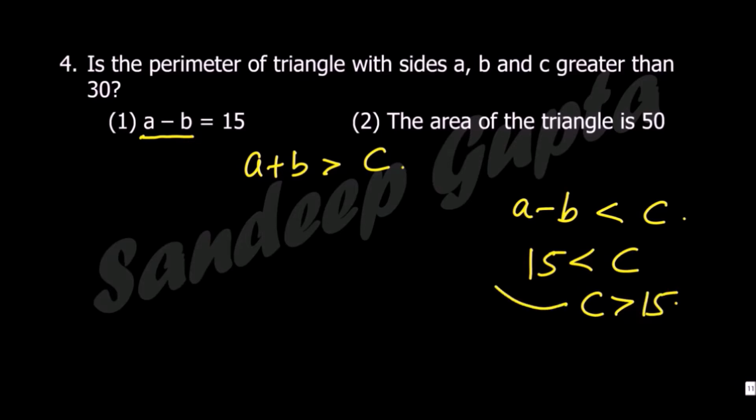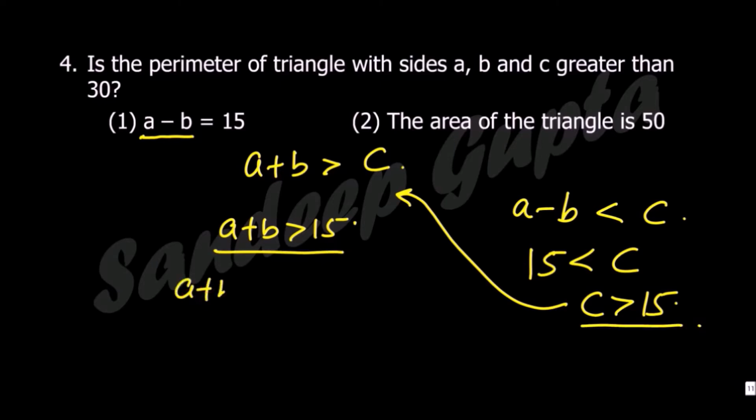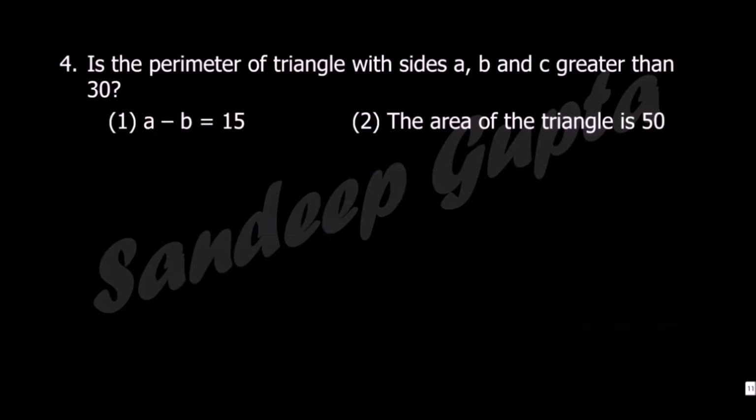Now, if you apply it here, a plus b will be greater than c, so a plus b will automatically become more than 15. Now, if a plus b is greater than 15 and c is also greater than 15, then a plus b plus c should be greater than 30. 15 plus 15 is 30. So is the perimeter greater than 30? Obviously, yes, this statement will be sufficient to answer the question. Okay, let's see the second statement.